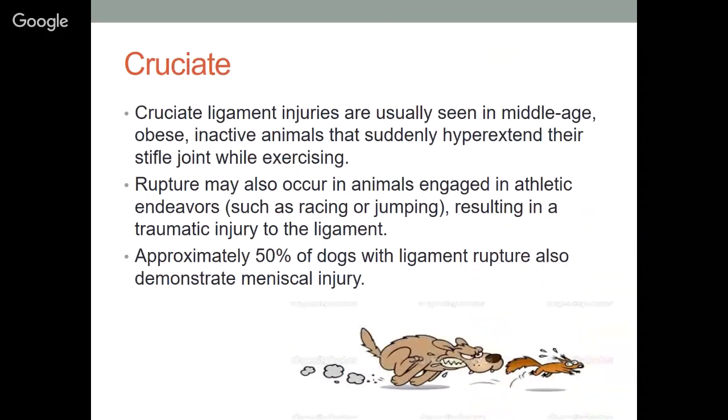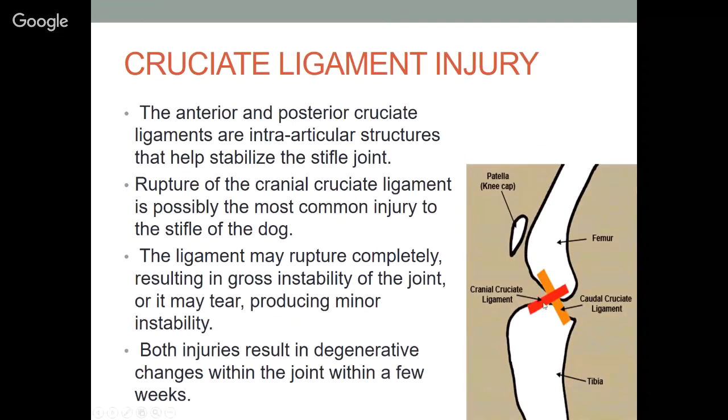So we often see this in middle-aged, obese, inactive animals that suddenly hyperextend their stifle joint while exercising. This picture of this dog chasing the squirrel is typically when we're going to see a problem. We can also see it in animals that are engaged in athletic endeavors, such as racing or jumping. We see it in basketball players. Remember, some of these basketball players, when they pivot on their toe, they actually turn their knee the wrong way, and that will cause a crush or a rip of the ACL. We can also see it in skiers. Approximately 50% of the dogs that rupture their ligament also demonstrate meniscal injury. And the meniscus is that pad of cartilaginous tissue that creates a cushion on which the femur bounces off when you walk.